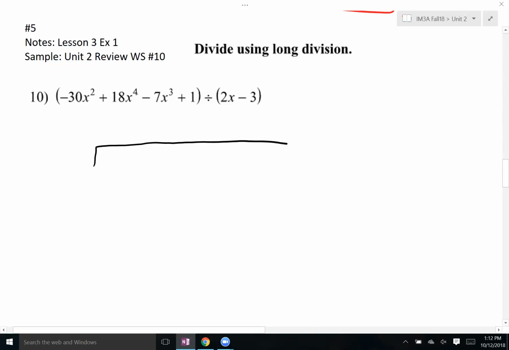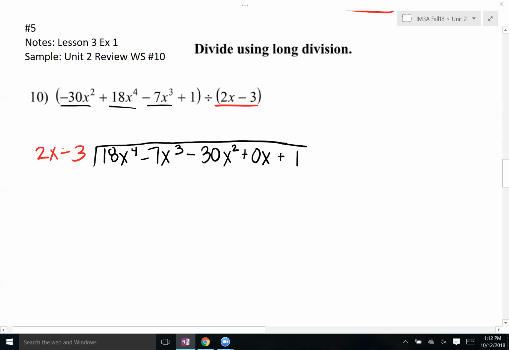My highest power is x to the 4th. That's what's going to come first. So I have 18x to the 4th. Then I have x to the 3rd, so minus 7x cubed. And then I have minus 30x squared. Then I'm missing an x, so I'm going to put plus 0x as a placeholder. And then plus 1 is my last term. I'm going to write the 2x minus 3 on the outside.